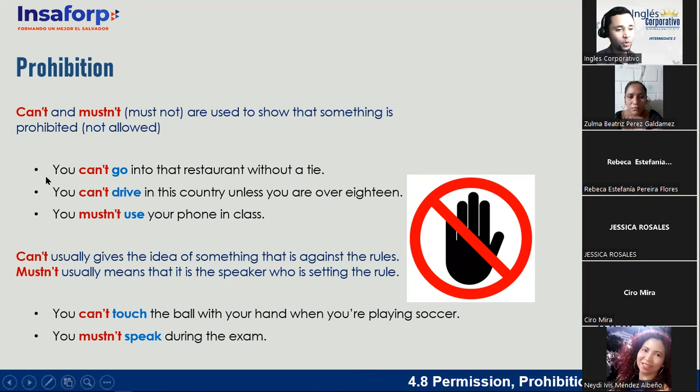Navy, can you help me read the first one, please? You can go into that restaurant without a tie. You can't go into that restaurant without a tie.